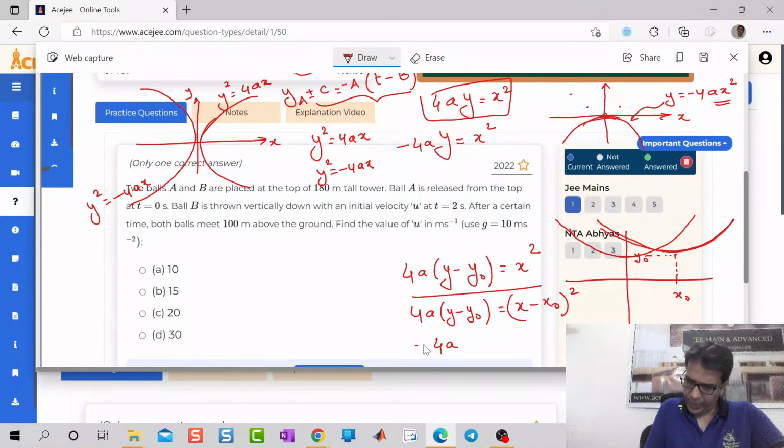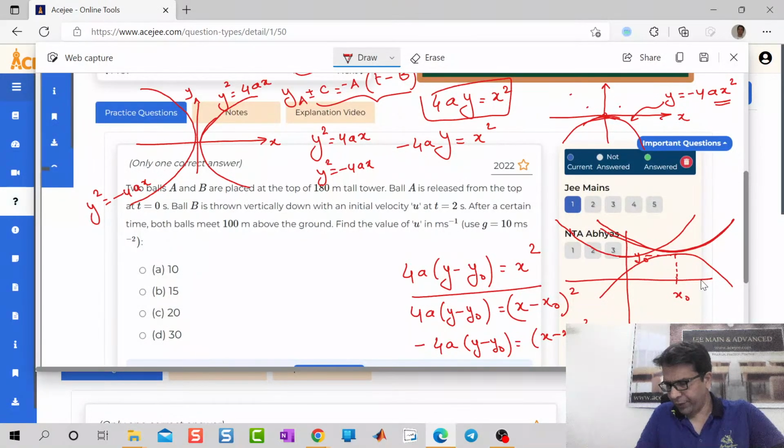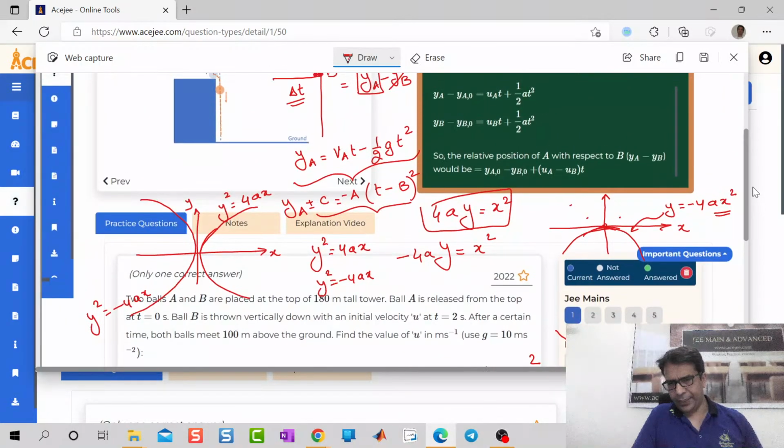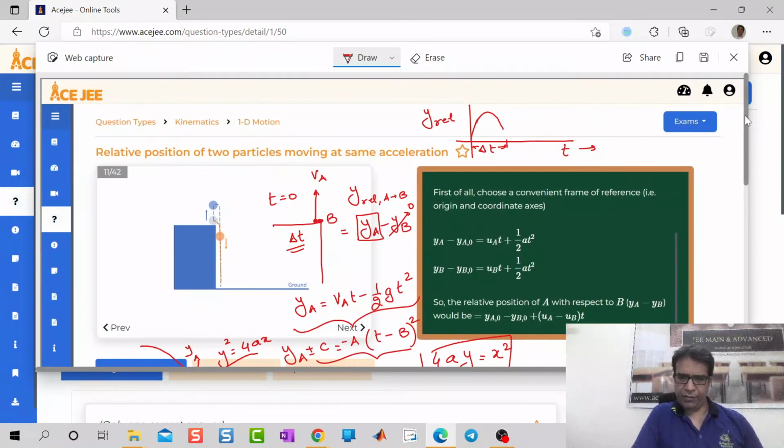Now if I were to write minus 4a times y minus y0 is equal to x minus x0 square, so can I make this plot like this then? Yes, sir. Okay, excellent. So this is the graph we are getting there. That's the graph I was trying to draw. But this is the equation. So you're going to study parabola, hyperbola, ellipse sometime, it depends when you guys are going to cover it, but you should be starting on it in 11th.